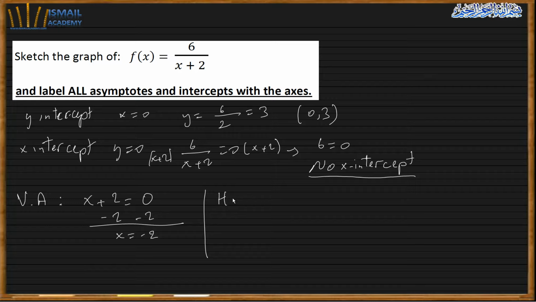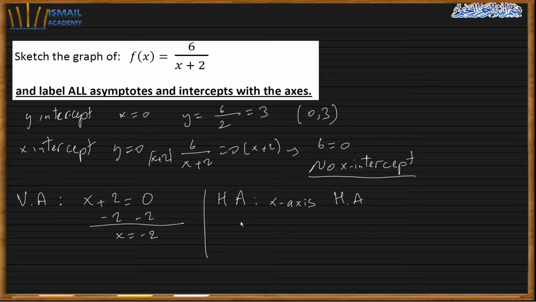For the horizontal asymptote, I'm looking for the degree. The degree of the top is 0, the degree of the bottom is 1. This one is greater. If the degree of the denominator is greater than the degree of the numerator, always the x-axis is the horizontal asymptote. Do you have any slant asymptote? No. Why? Because the degree of the denominator is greater. You can have a slant asymptote if the degree of the numerator minus the degree of the denominator is equal to 1. If not, then there is no slant asymptote.